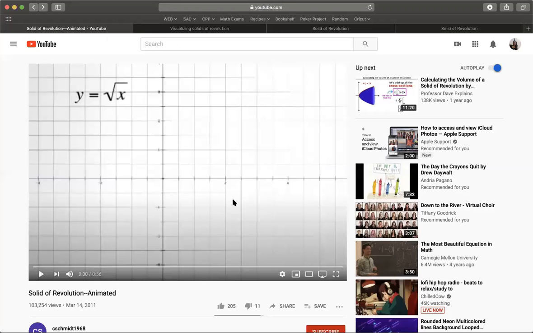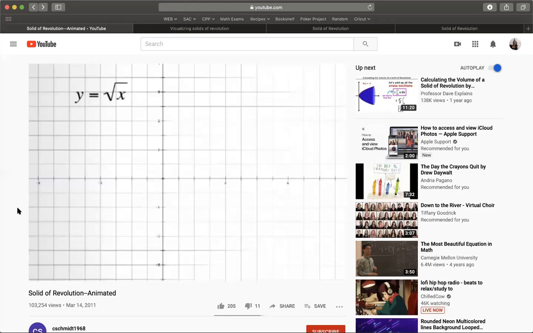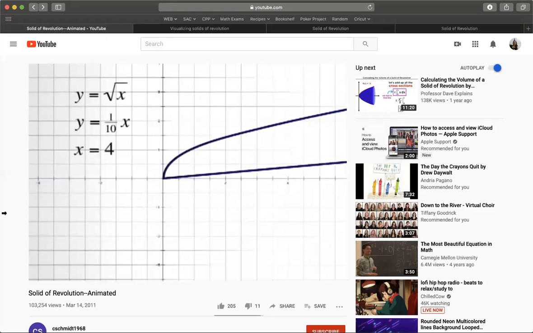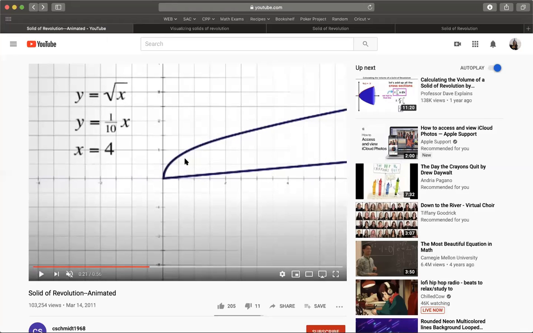So let me show you this video first. I don't think it has volume. So here they graph the function square root of x, right? But then they are also going to graph a line, so y is equal to 1/10 x. It's only a 56-second video. But see, if I pause it right now, you guys can see. So then they're going to draw the line x equals 4, which is going to go right here. And so you can see this region is now bounded by these 3 lines.